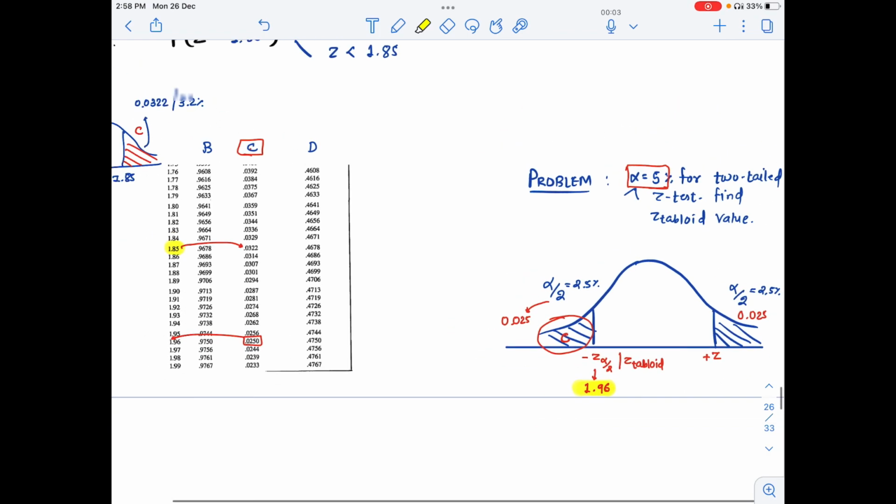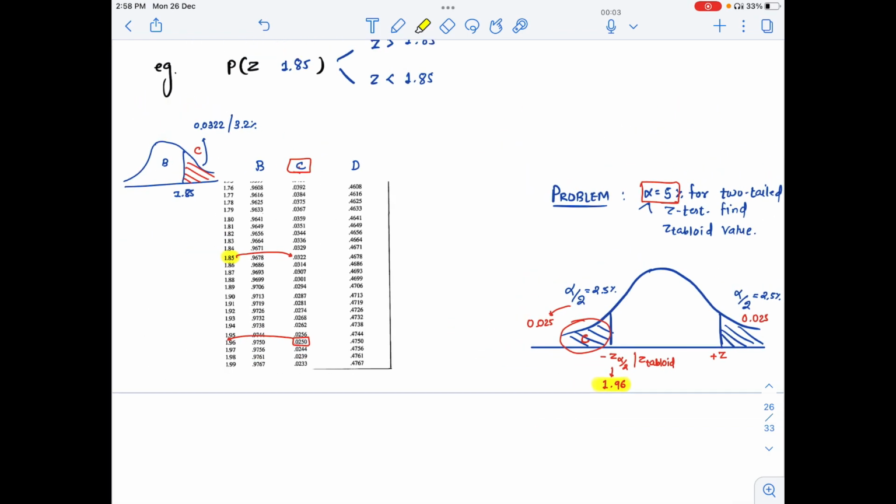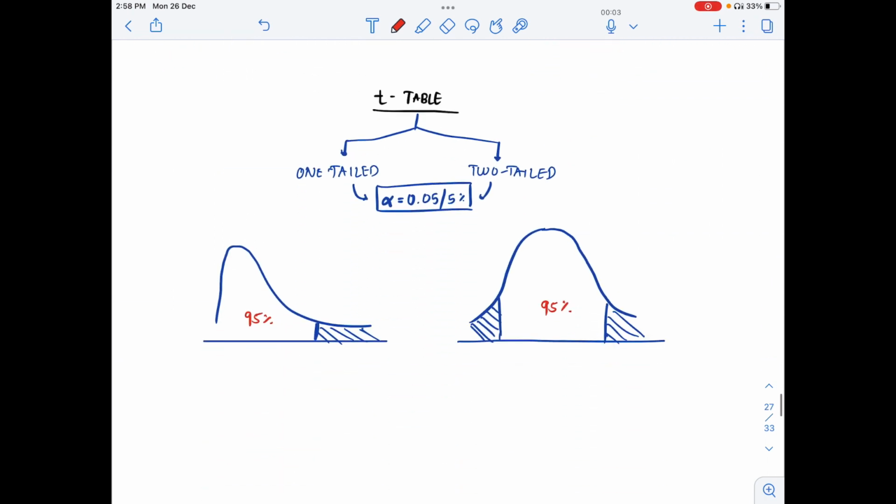Please don't make the mistake of looking for 0.05. That will give you a false result. That will give you the result for an alpha of 10%, because in a two-tailed test, which is most of the time the case in a Z test, you have two-tailed values. So you have to divide alpha into two parts, and only then can you calculate the corresponding Z tabloid value.